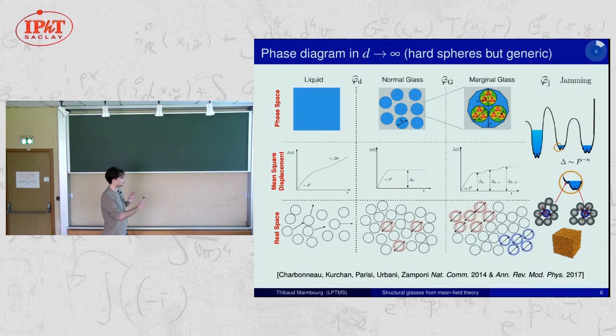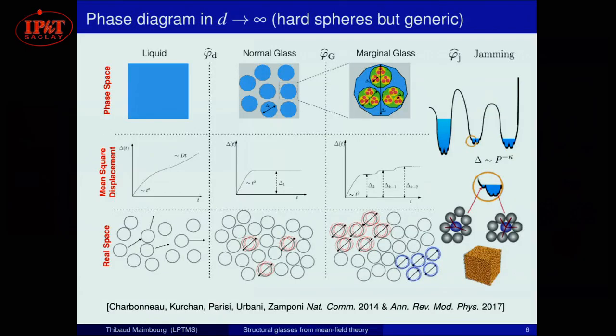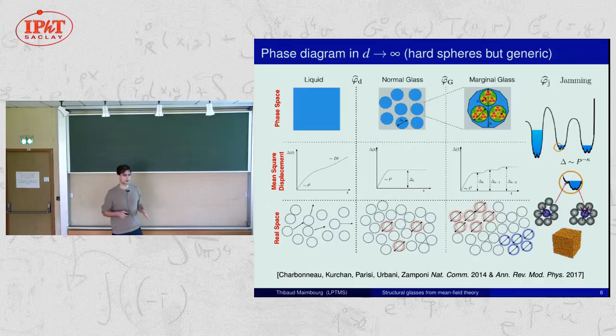Let me now briefly sketch what happens in the phase diagram. Before, I was talking about lowering the temperature, but you could do the same by increasing the density. This is the parameter phi, the packing fraction, which is basically proportional to the density. At low density, you have a liquid state that is ergodic. The phase space is totally ergodic, and your system is diffusive at large times.